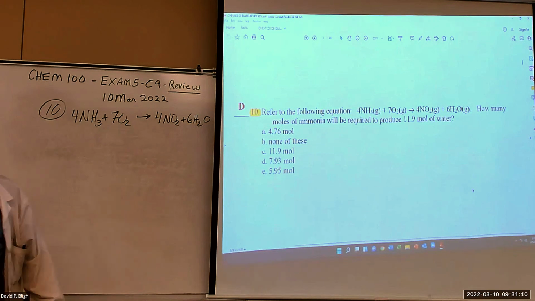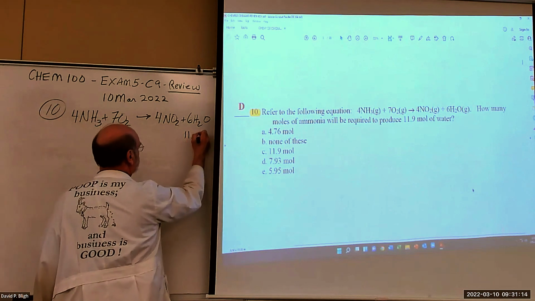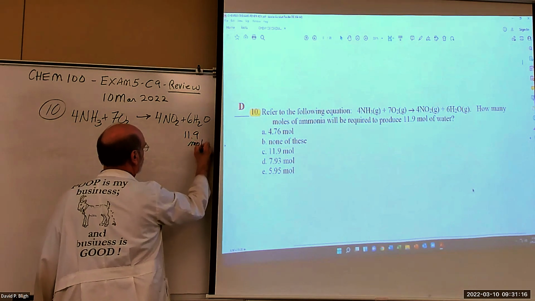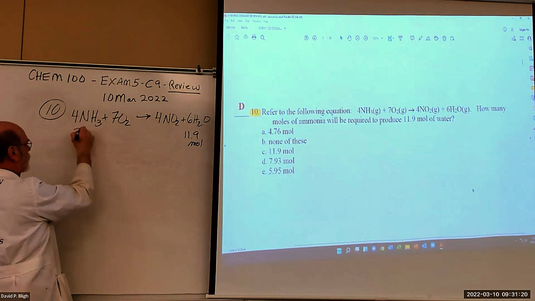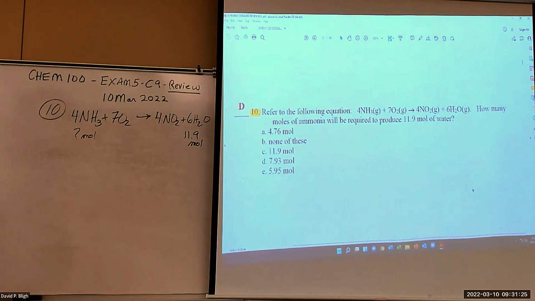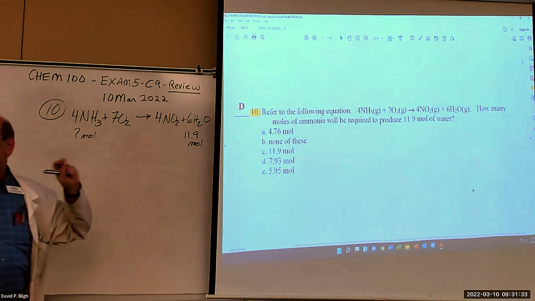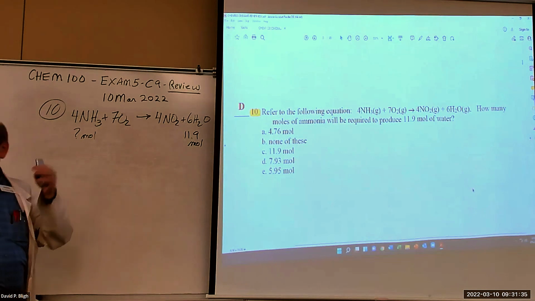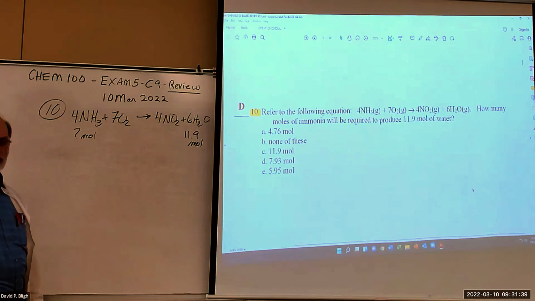We want to produce 11.9 moles of water. The question is, how many moles of ammonia does that require? That's pretty simple. Now, at this point, we're assuming that this is all 100% conversion. This is theoretical. We haven't gotten into the efficiency calculations yet.